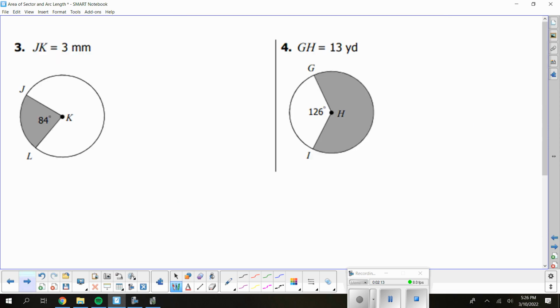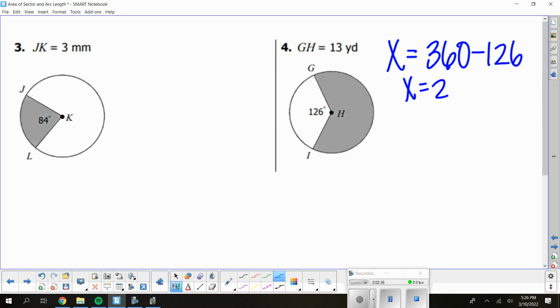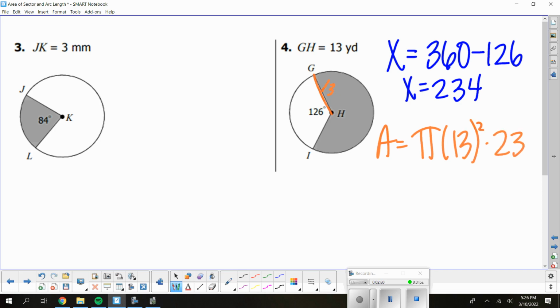Let's look at number 4. In number 4, I do not have the angle of the shaded region. I have the angle of the unshaded. So I need to first find my x value. x is going to be equal to a whole circle, 360, minus that angle we don't need, and that will get us my x value, which is going to be 234. My radius, GH, is 13. So area is pi times radius, 13 squared, times that angle, 234, all over 360.